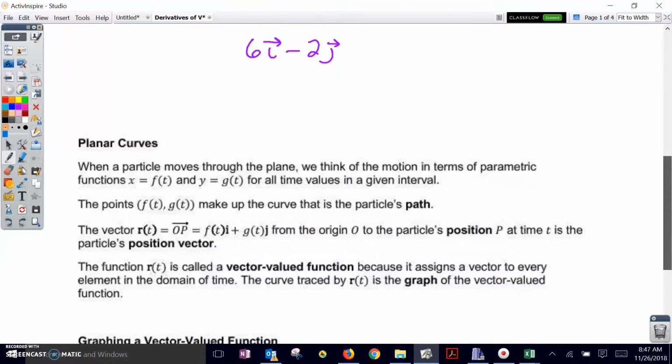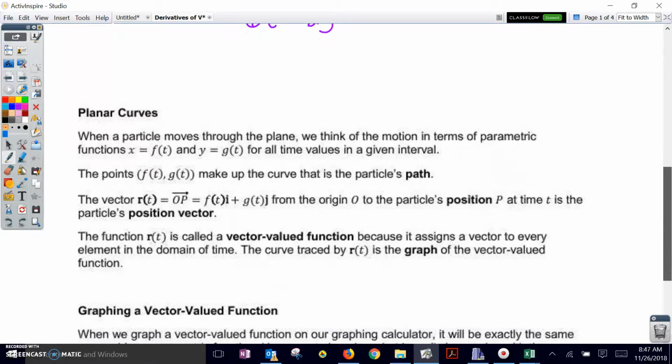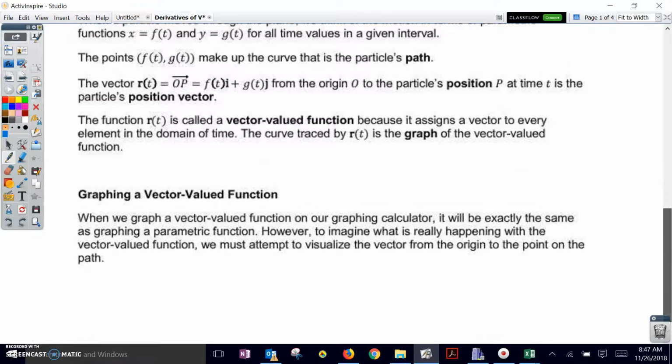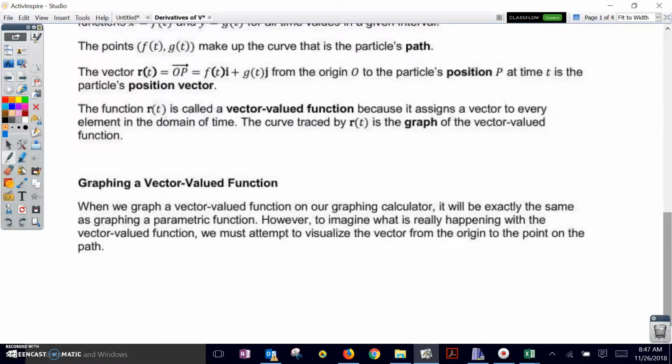Alright, we talk a little bit about some vocabulary. Make sure you read through that and you're familiar with all of these terms. When we graph a vector-valued function on our graphing calculator, we're going to graph it the same way we did a parametric function. What we need to visualize, though, is that this function is just showing the movement of the tip of the vector. So you'll see the motion from the tip of one vector to the next, as the function moves around, with all these vectors streaming out to this path.